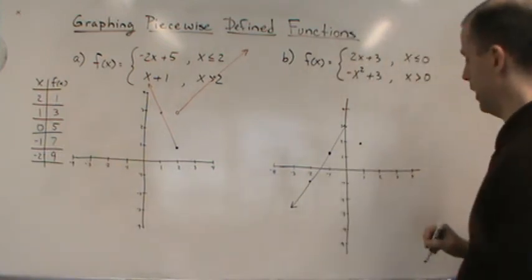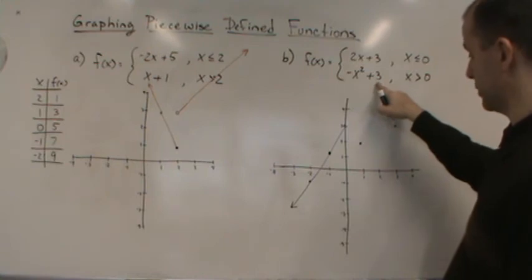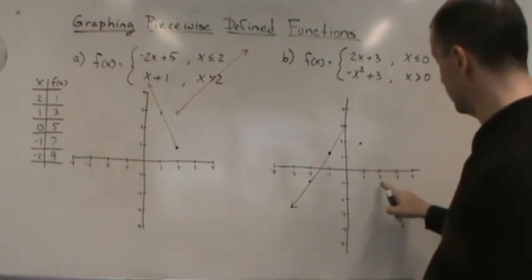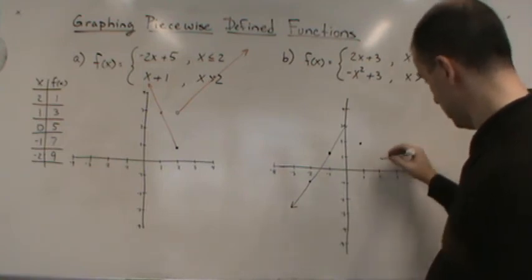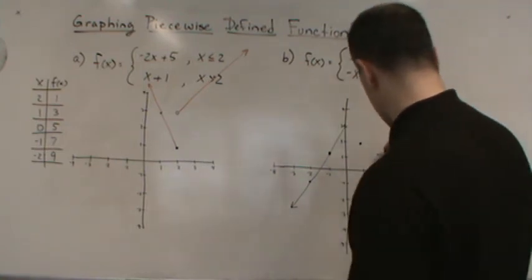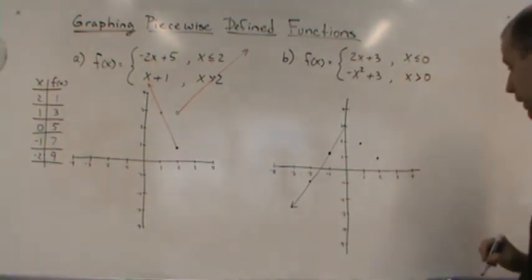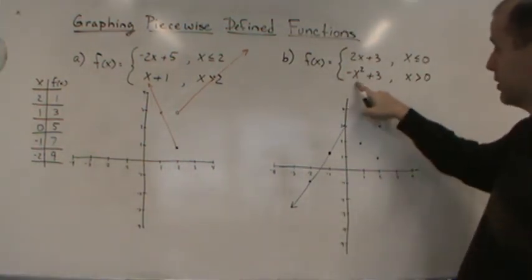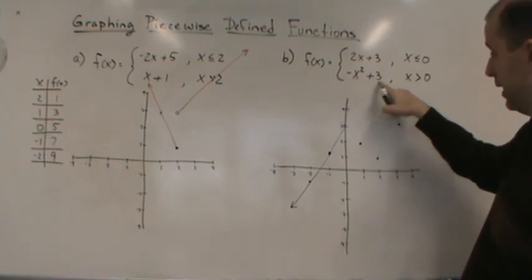Now let's put in 2. Well, 2 squared is 4. Negative 4 plus 3 is 1. So this is going to be 2 comma 1. And then 3. 3 squared is 9. Then the opposite of that, or negative of that, is negative 9. Plus 3 is negative 6.